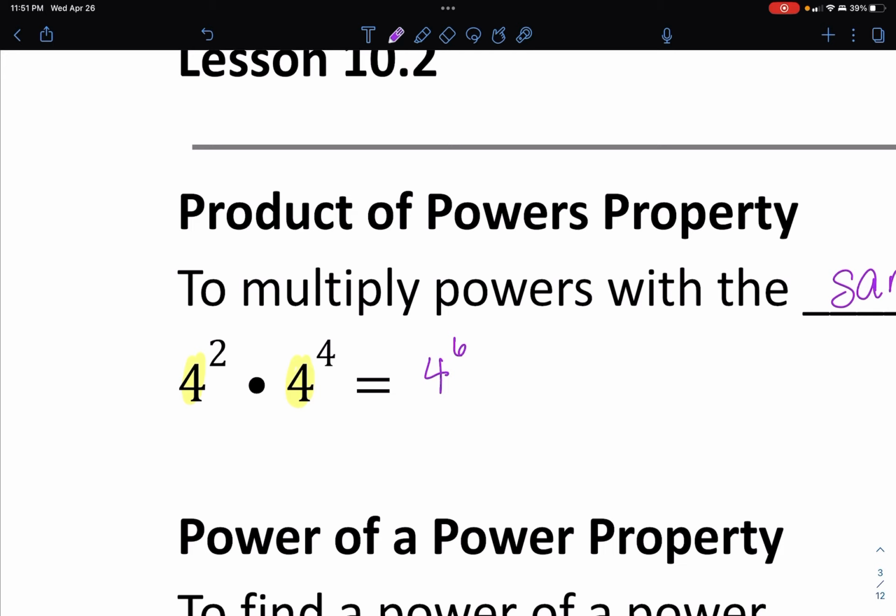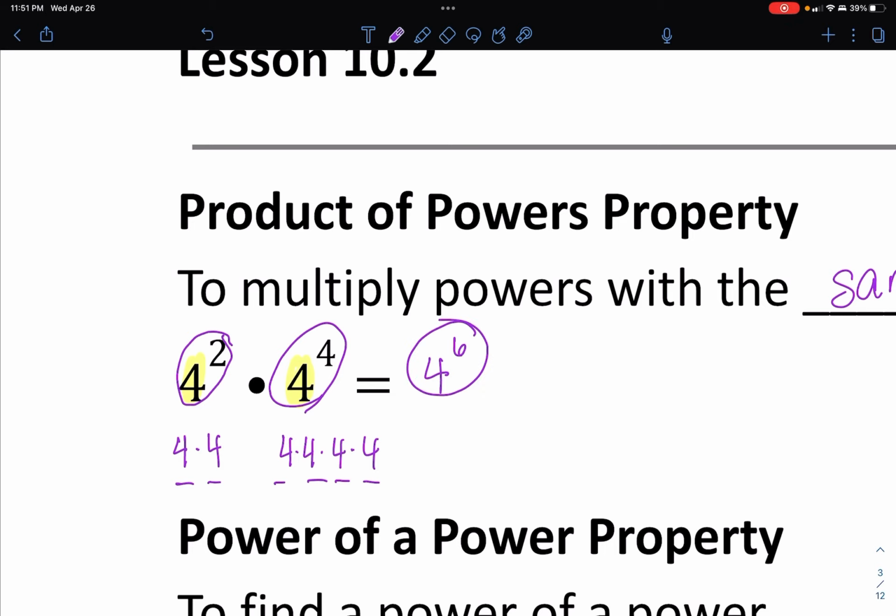Why is this? Well, in 4 to the power of 2, how many 4s do I have? I would have 2 4s, because I have 4 to the power of 2. In this one, you would have how many 4s? 1, 2, 3, and 4. So if I were to add all of these up, you would end up with 6 4s. Therefore, it's going to be 4 to the 6th power.